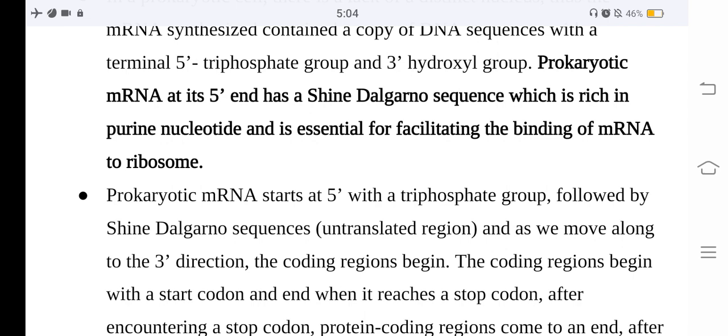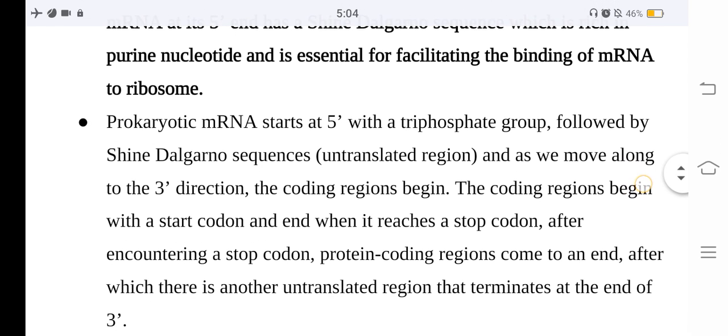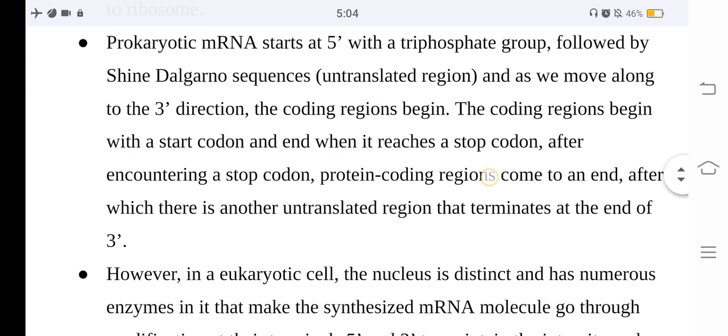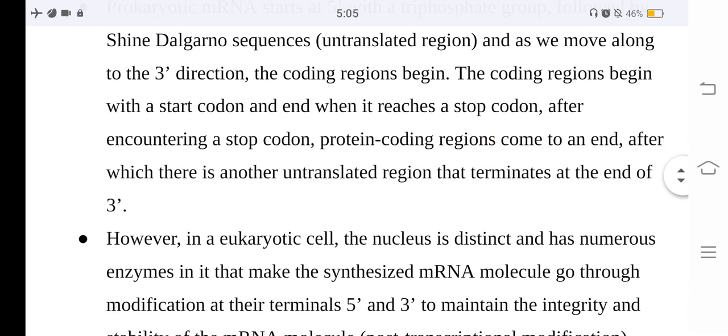Prokaryotic mRNA starts at 5' with a triphosphate group followed by the Shine-Dalgarno sequence or untranslated region, and as we move along to the 3' direction, the coding regions begin. The coding regions begin with a start codon and end when they reach a stop codon. After encountering a stop codon, protein coding regions come to an end, after which there is another untranslated region that terminates at the 3' end.